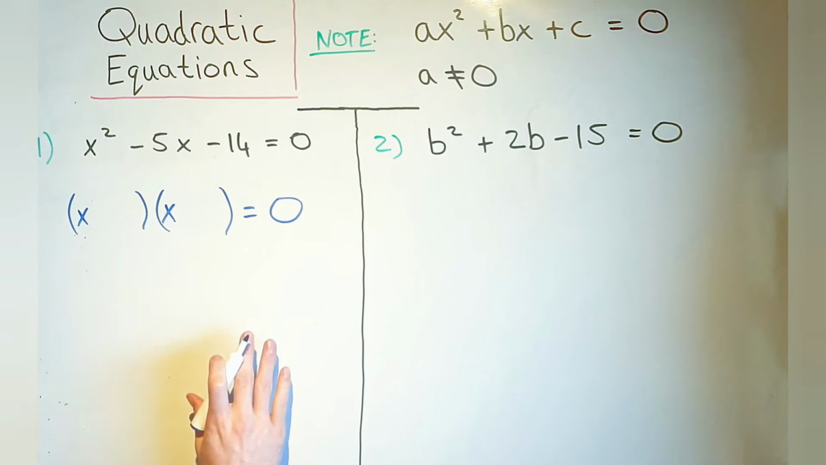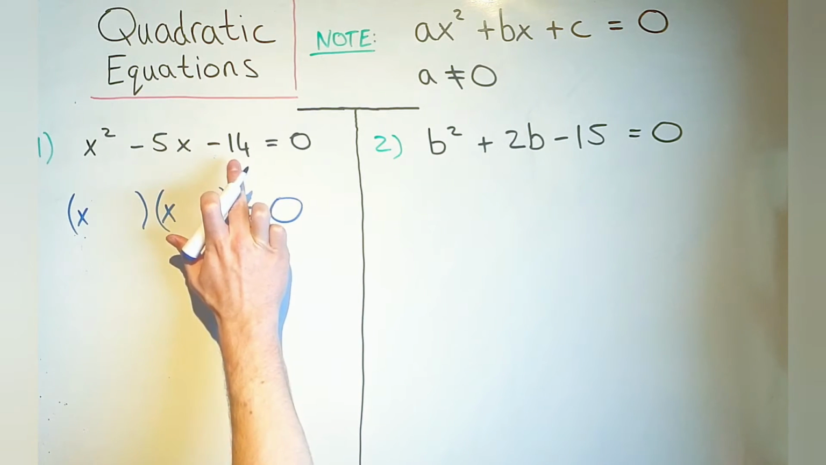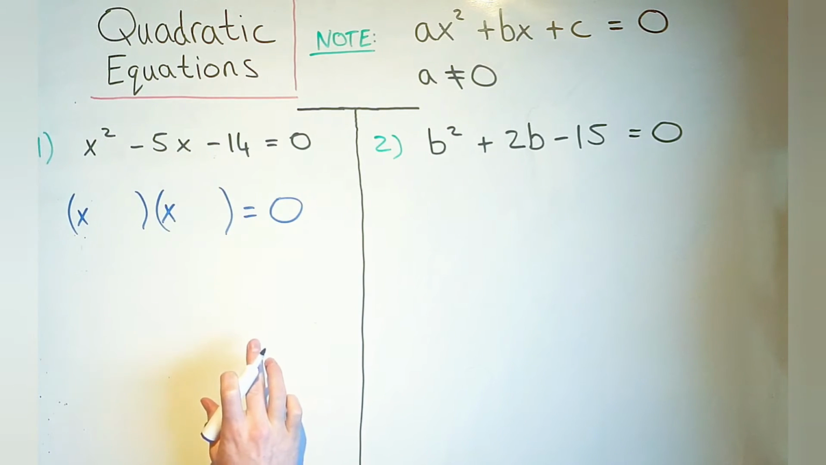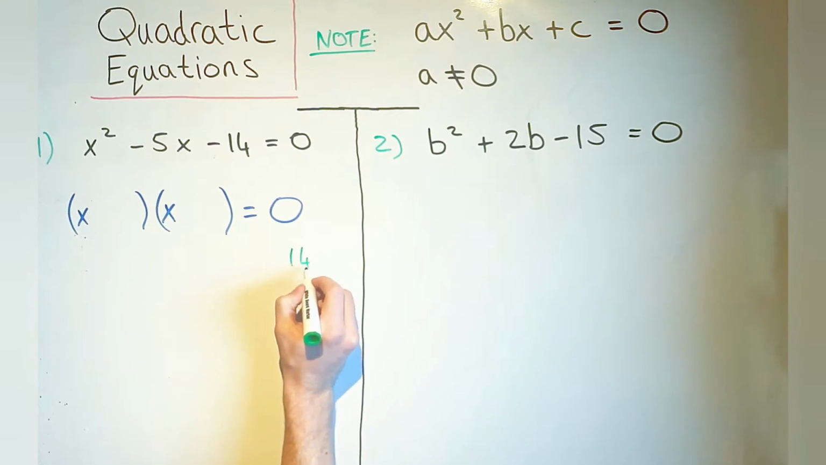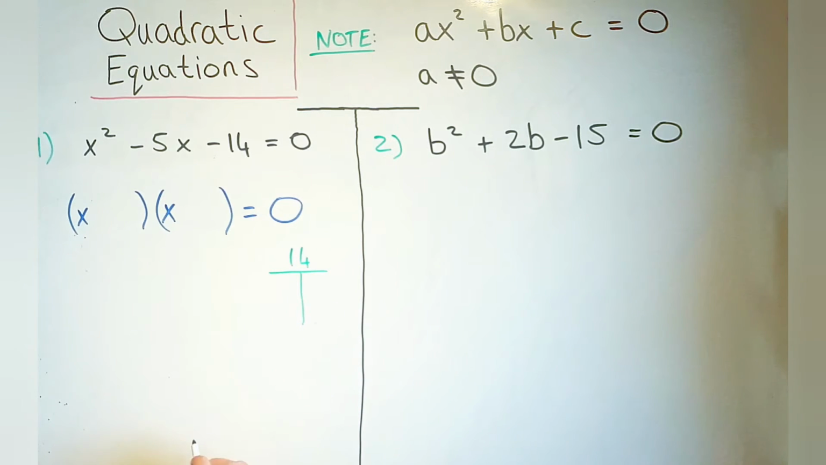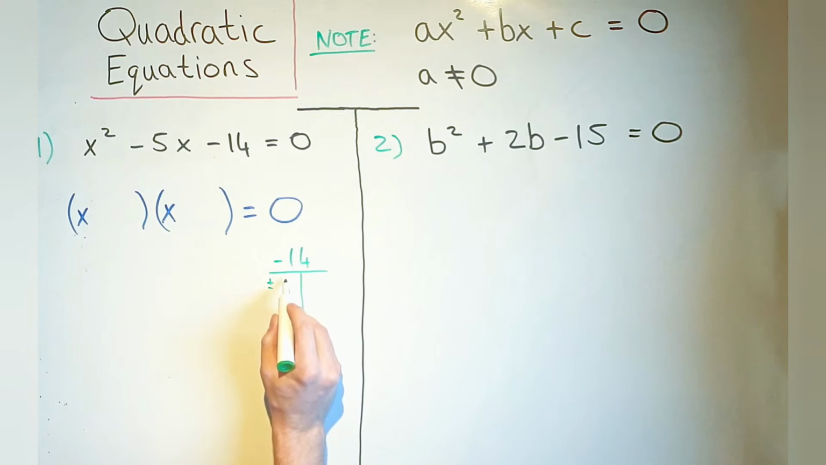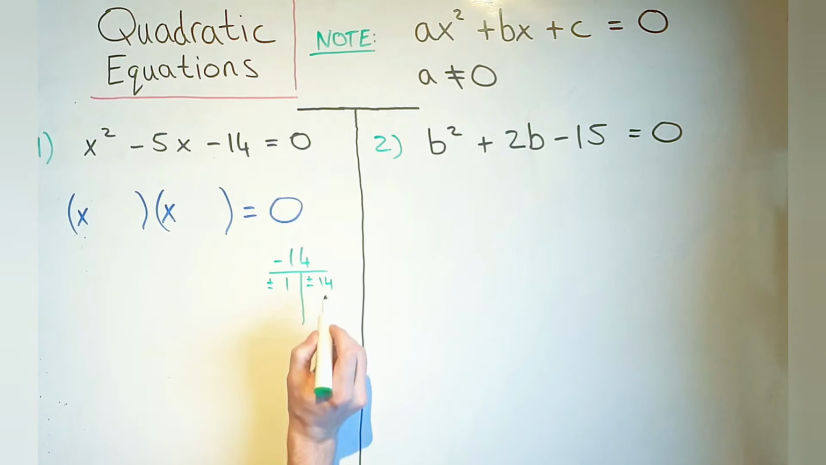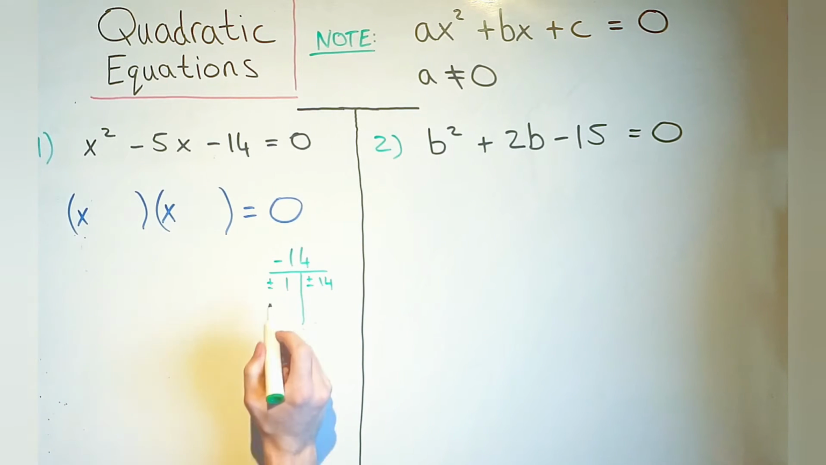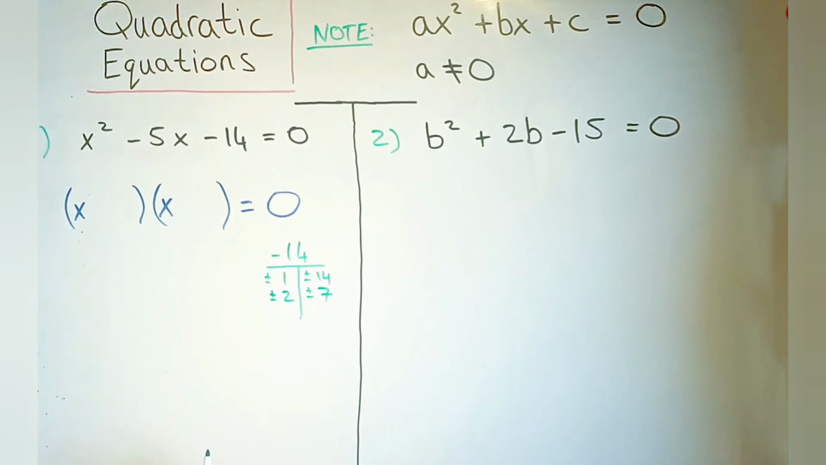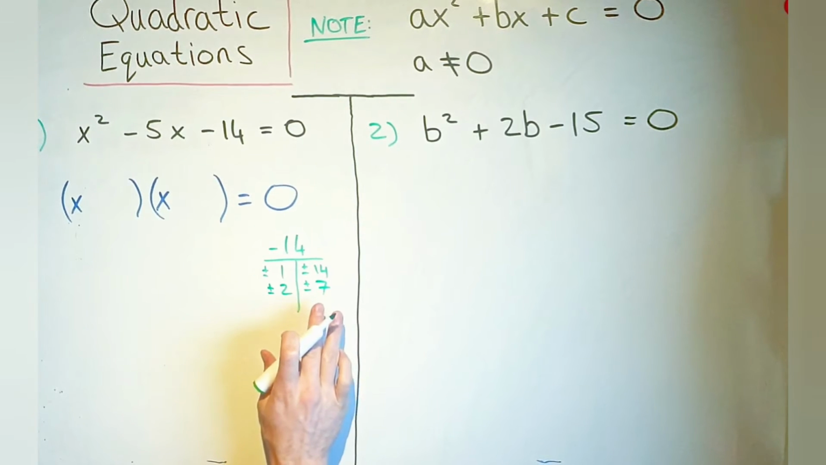Now we have to find the values that make up 14 when in product with one another, so the factors of 14. Okay, so we'll just do that at the side here first off. So we have 14, what are the factors of 14? Well, we'll put minus 14. We have a plus or minus 1 by 14, so 1 and 14 are factors. And we have a plus or minus 2 by 7, so 7 and 2 are also factors of 14.